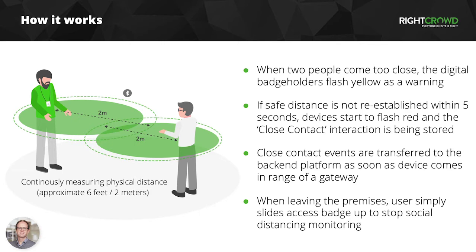So if I recap, people enter the building in the morning and have their badge inserted. The badges do their own social distancing monitoring autonomously. They can capture one or more close contact events throughout the day. Those events are then transferred back to the backend by means of the gateways. And at the end of the day, when people leave the premises, the only action required from them is either to take their badge out or simply slip it up by half an inch or half a centimeter so that it stops doing the social distancing monitoring and contact tracing. So that's a quick overview of how the solution works from an end user perspective.